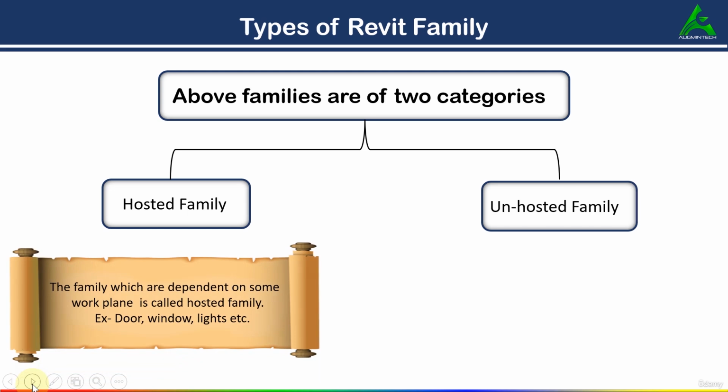You know that if you are placing a door, the door is dependent on a wall. If you have created a wall, then only you can place the door. Okay, same way window also. You can't place the door anywhere. We need a wall. Same way for light. If you want to place the light, you can place it in the slab or false ceiling only. Anywhere we cannot place. Let's see the example of this hosted family in Revit.